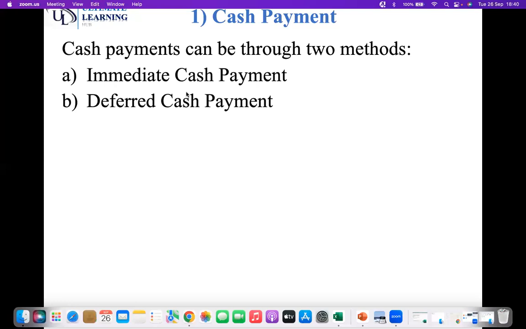So where you acquire and you make immediate payment, it's called immediate cash payment. And where you acquire and you promise to pay after a certain period of time, we call it deferred cash payment.